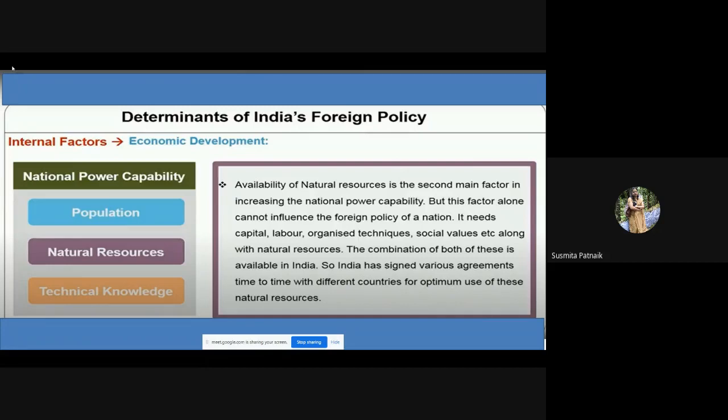India is a great country having a large population and good natural resources and technical knowledge, but till now India doesn't have any type of mobile phone, except Lava.